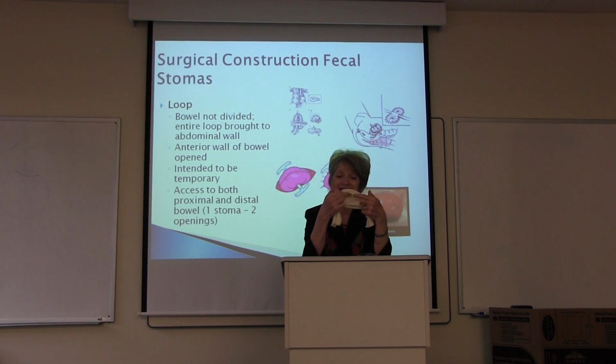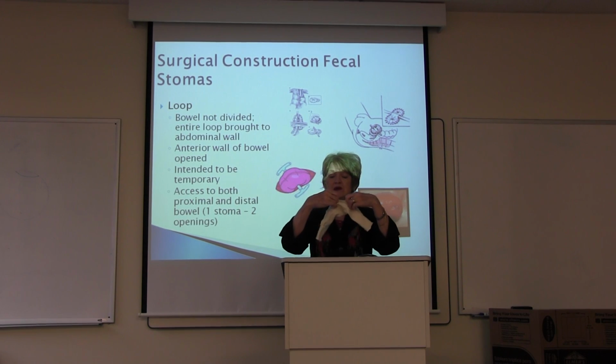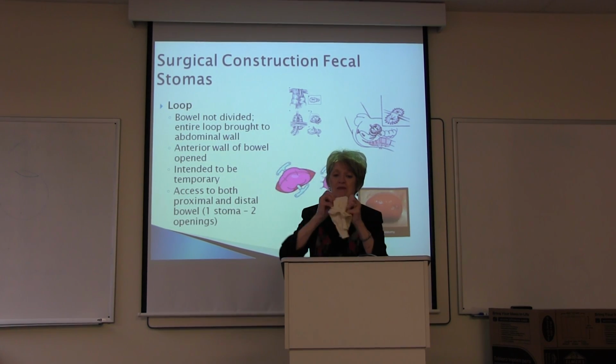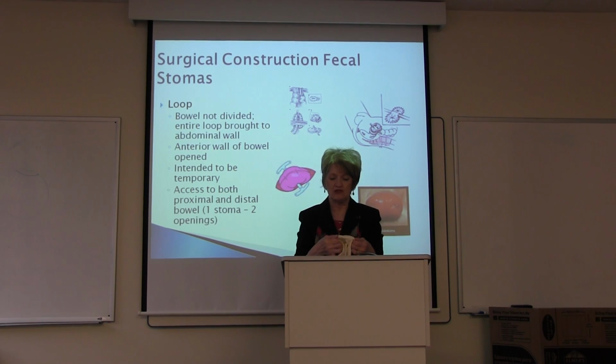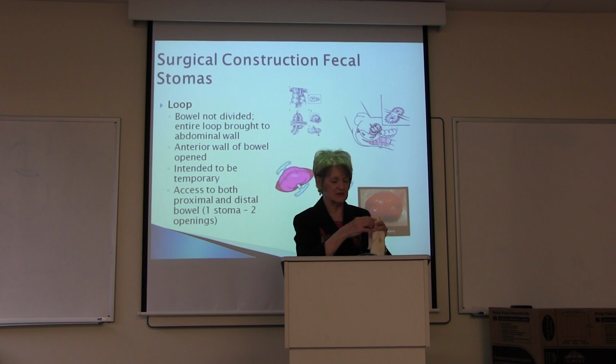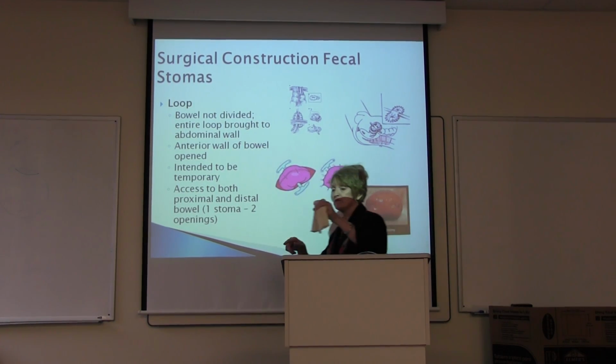So it just comes up, goes back in. You're going to make an incision in the front wall of the bowel, but the back wall is not divided. The back wall is continuous. Then you're going to turn the bowel back on itself. This is called surgically maturing the stoma. This now allows me to suture it down. So I've turned it back on itself. I'm going to suture it down to the abdominal wall, just like you see here.